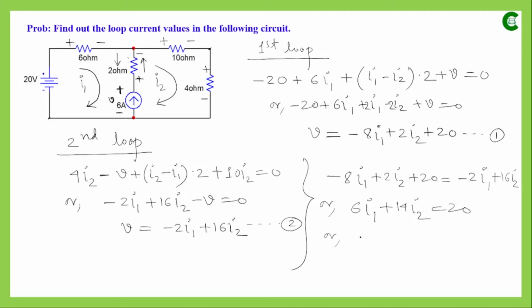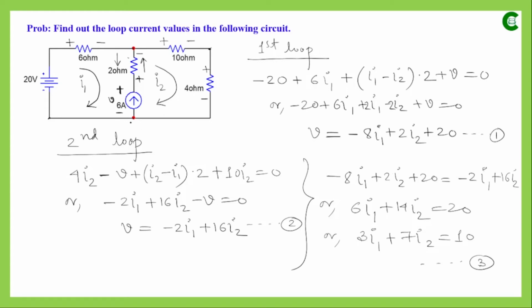Now if we divide by 2, then it will become 3I1 plus 7I2. So in the third equation we have 3I1 plus 7I2 is equal to 10. Now, combining these two, we have developed an equation which has I1 and I2, but to find out the values of I1 and I2, we need one more equation, and that we have to develop from this circuit only. Now how can we do that?